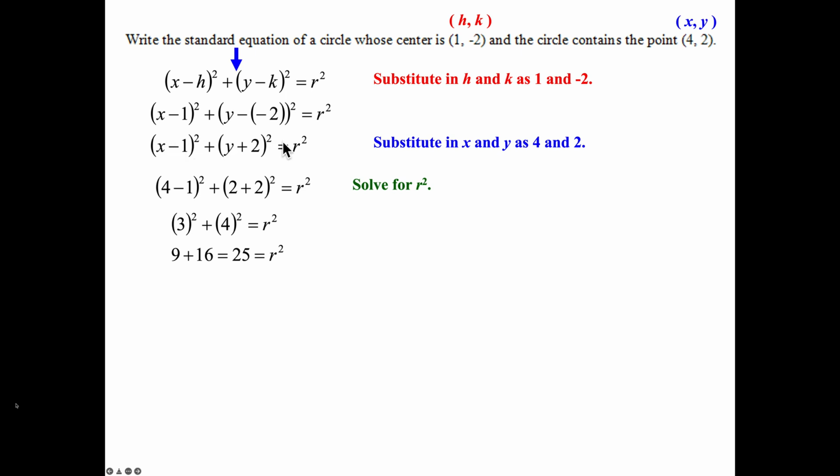So bring down the equation that had just the h and the k in it, and transfer the 25 over to the r squared. And there's the equation of my circle.